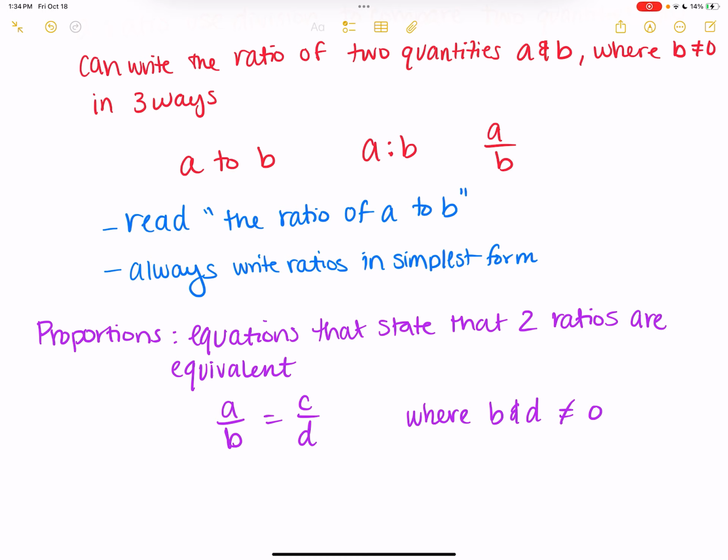So a lot of times what happens with these is they're going to give you one of those pieces, either A, B, C, or D, as a variable that you're solving for, and then you're going to have numbers in all the other places, and then you're going to solve for the variable. So that's why it ties back into pretty much just our one-step equations that we were doing in 3.1.